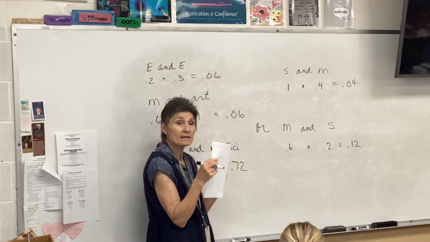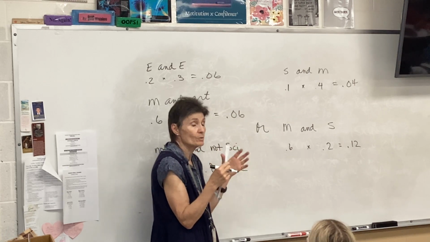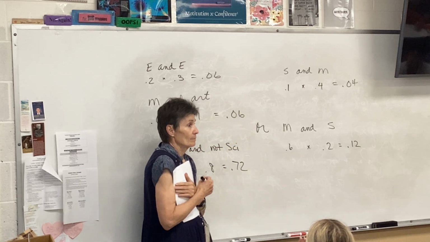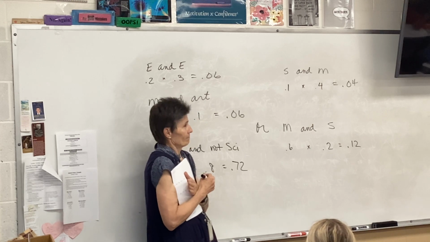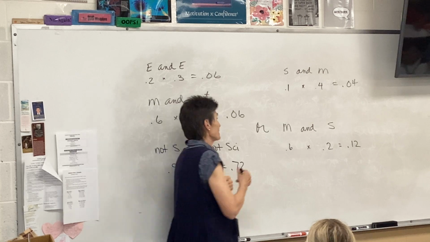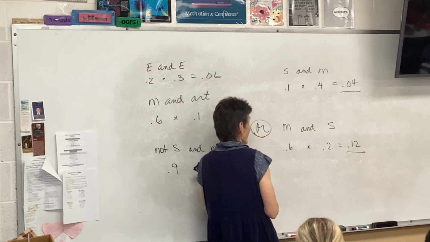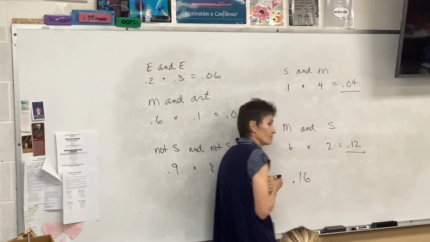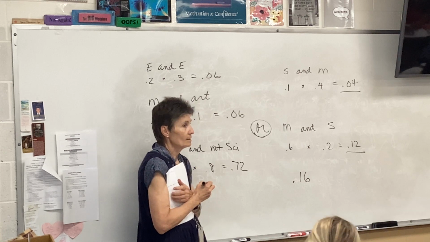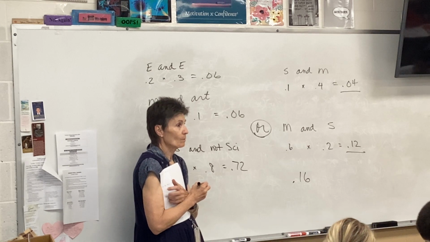Since it could be either one, could be this or this, what do I do with those two numbers? Add. Guys, when it's this or this, you add. 0.16. We've done that every single time. When it's this or this, we add.